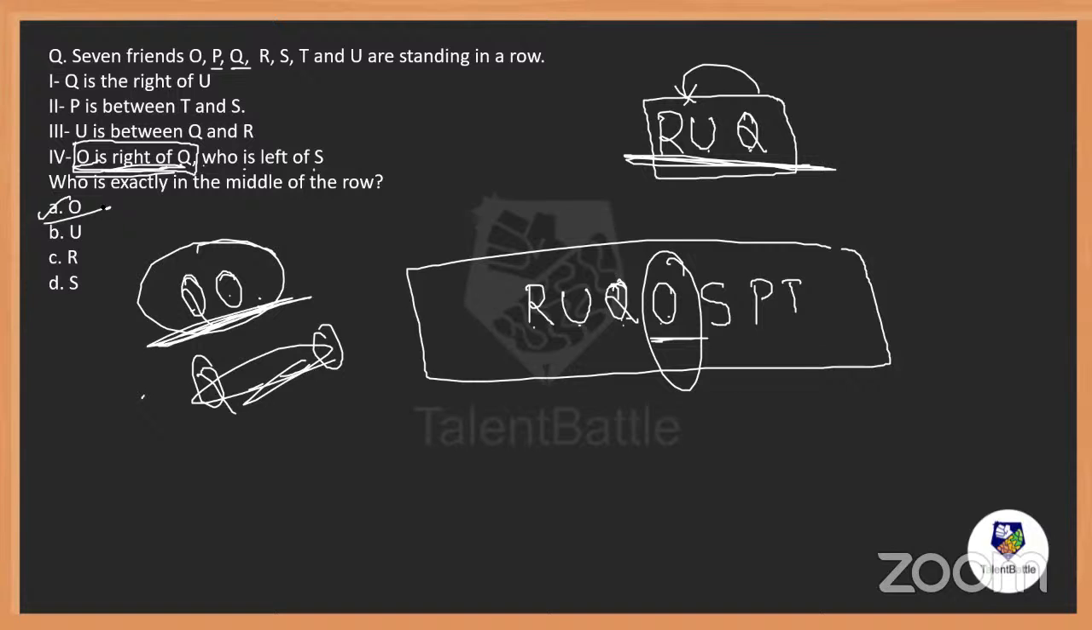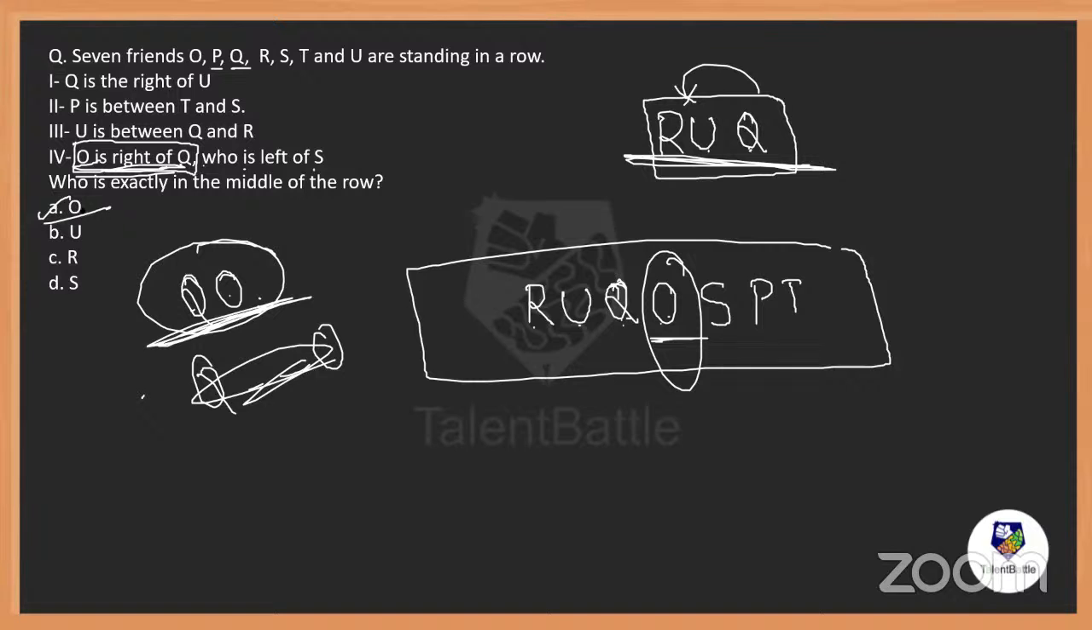Okay, are we clear? Did you all understand? So those are a few of the questions. That is what I'm saying, Gaurav. Fourth position, I think. O is to the right of Q, Q is to the left of S.